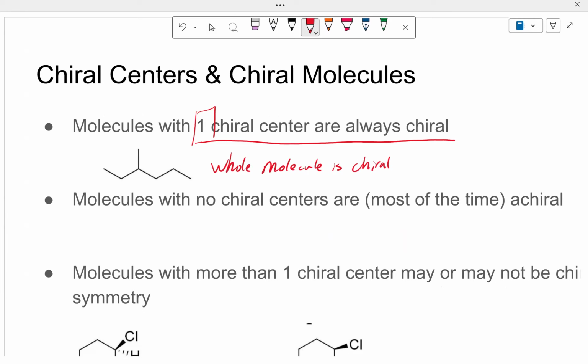So this carbon right here, marked with a dot, you've got a methyl on one side, ethyl on the other, propyl over here, and a hydrogen you don't see. That has four different groups around it. So we say the carbon is chiral. We say the whole molecule is chiral.